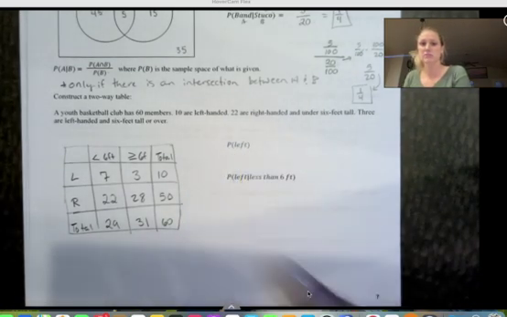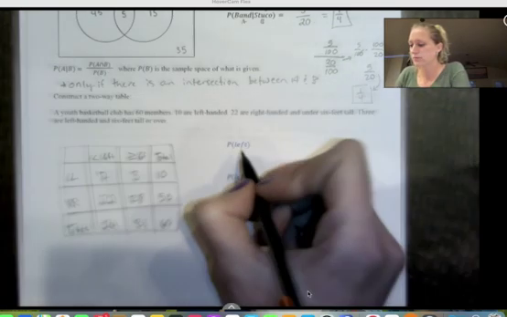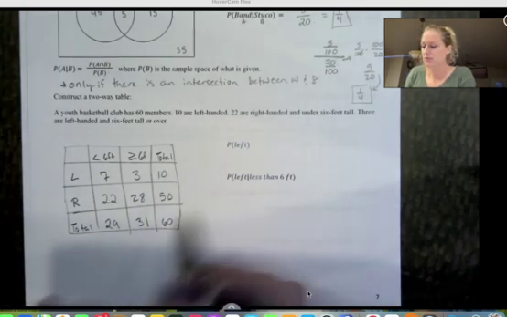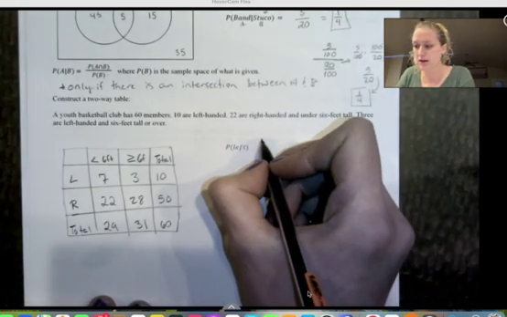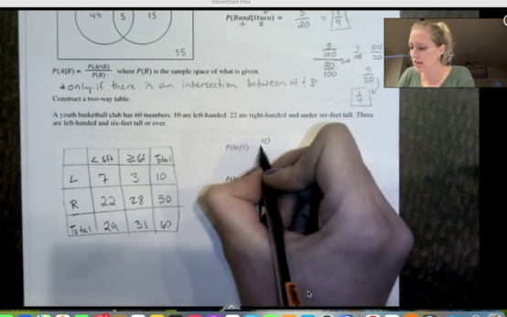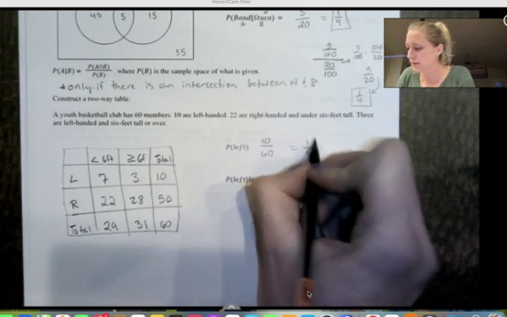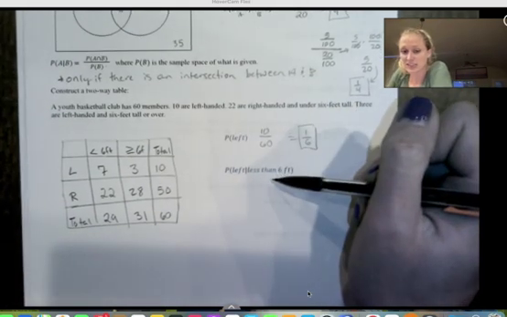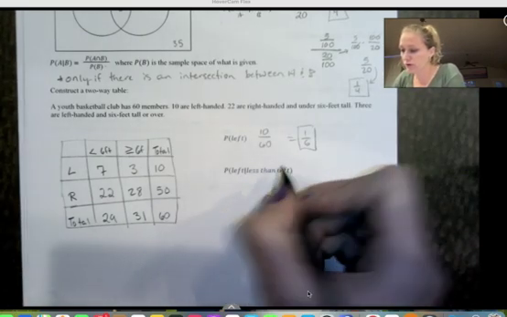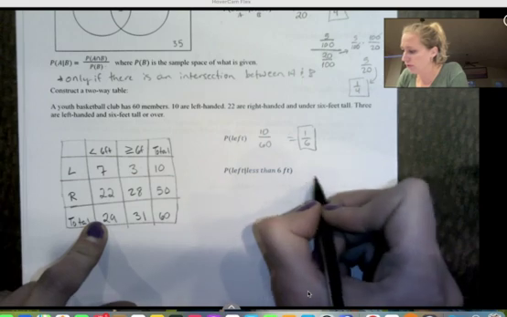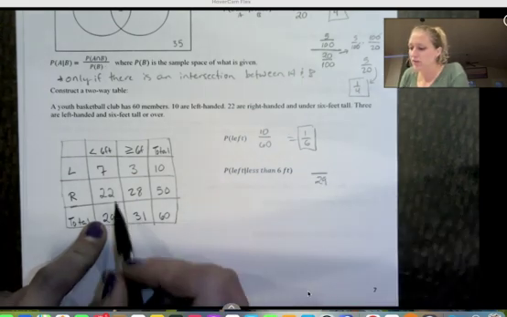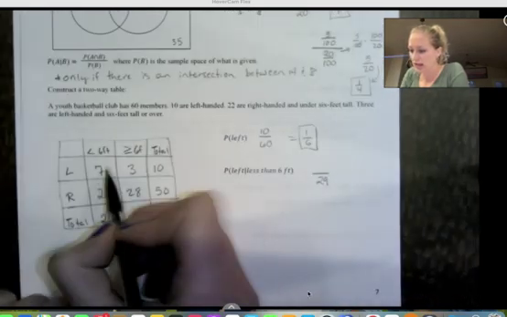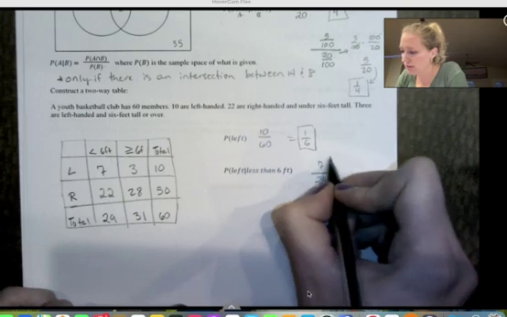What is the probability that if we randomly select one of these players, they're left-handed? I have 10 total lefties out of the total 60 club members. So this is 10 out of 60, or 1/6. What is the probability that they're left-handed given they're less than 6 feet tall? Again, this is my new total. Less than 6 feet tall is my new total, and the probability that they're left-handed out of this. They have to be under 6 feet tall and left, so 7 out of those here.